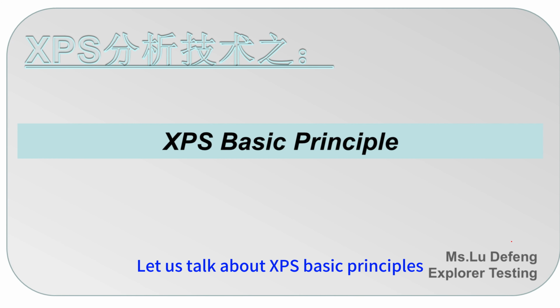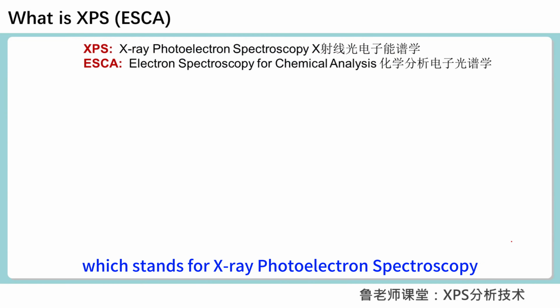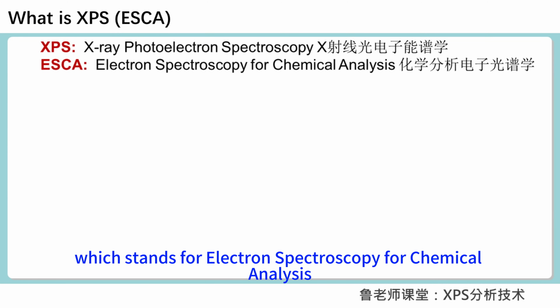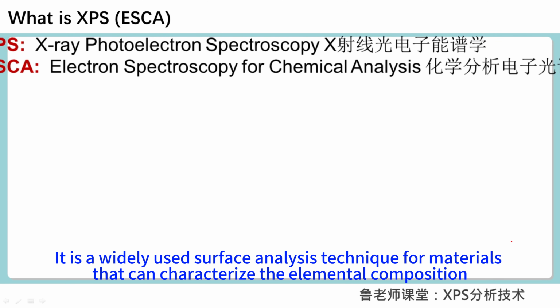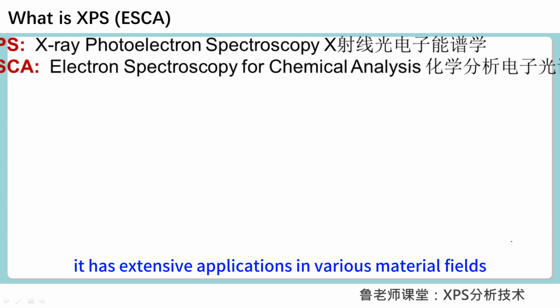Today, let's talk about XPS basic principles. XPS, which stands for X-ray photoelectron spectroscopy, is also known as ESCA, which stands for electron spectroscopy for chemical analysis. It's a widely used surface analysis tool for materials that can characterize the elemental composition, chemical states, and perform semi-quantitative analysis. It has extensive applications in various material fields.